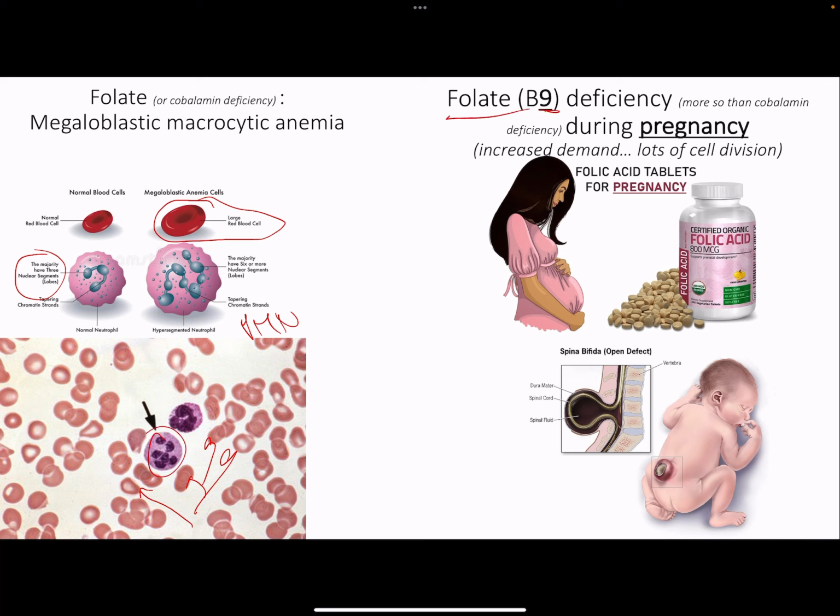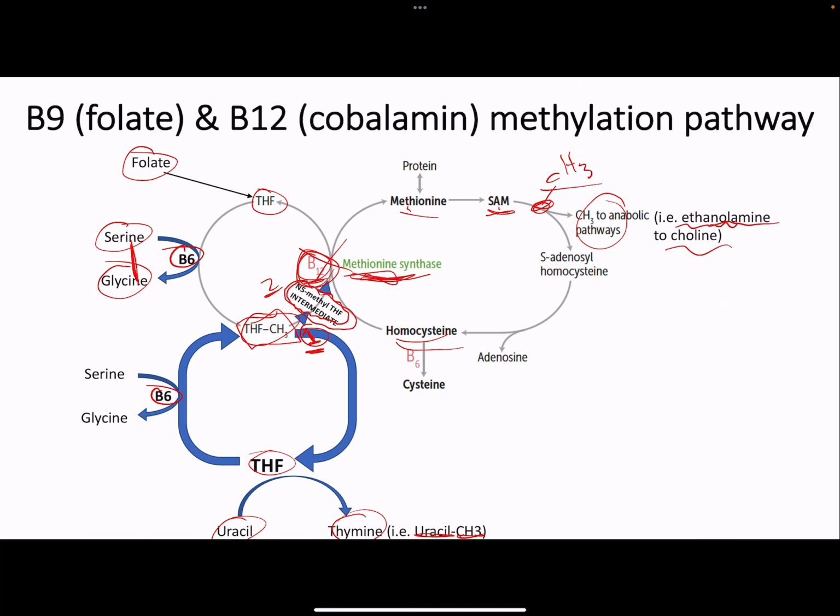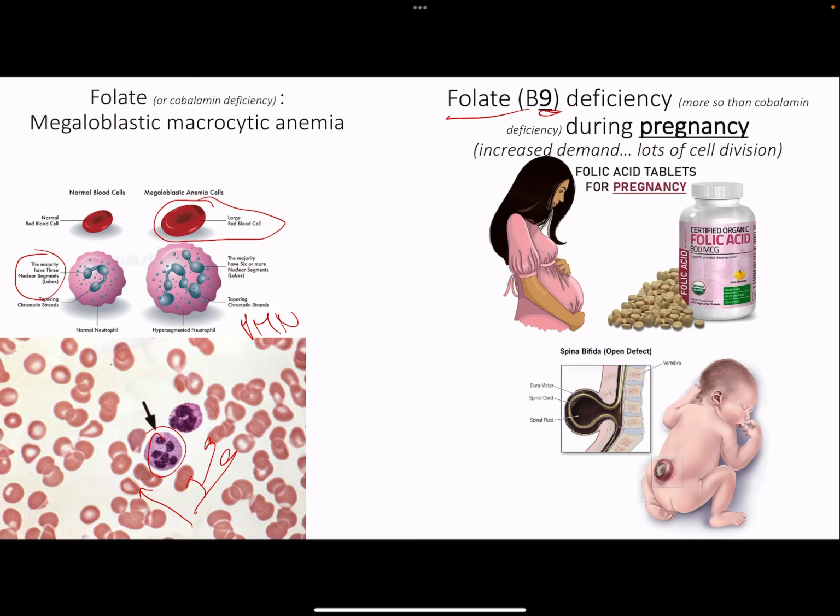Folate, B9. Remember 9 for the 9 months of pregnancy. There's a huge demand for B9 because there's lots of cell division to make a baby. So we need a lot of B9. And you don't need as much B12, I suppose, for whatever reason. Maybe it's because we saw here that you theoretically could do this without B12. That's a guess. I'm not really sure. But folate is the most significant one associated with pregnancy.